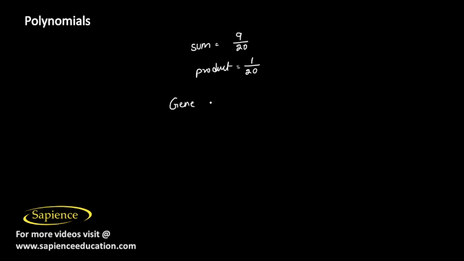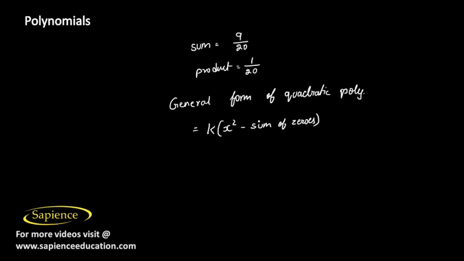Now the general form of a quadratic polynomial can be written as x² − (sum of zeros)x + product of zeros. So we just have to substitute the values of sum and product, and we will get x² − (9/20)x + 1/20.